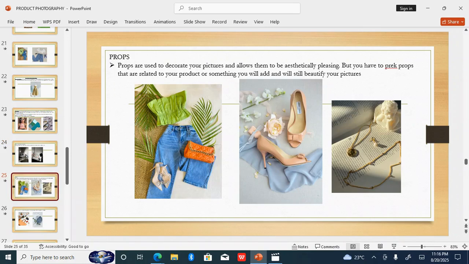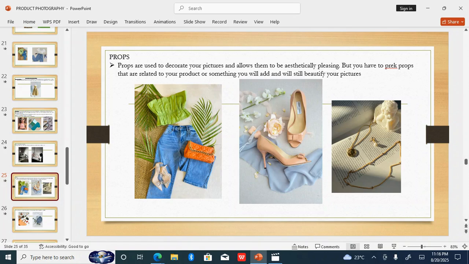Moving on to the things that make our product picture come out fine: props. What are props? Props are used to decorate your pictures and allow them to be aesthetically pleasing. When you are picking your props, you want to ensure that they are related to your product, or something that you add that will still beautify your product.